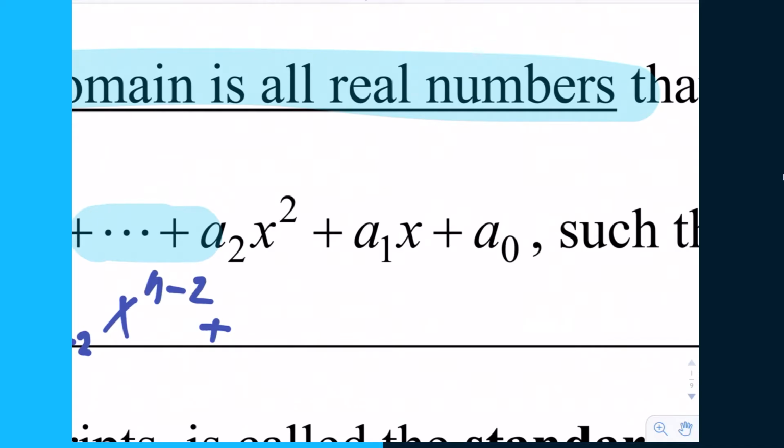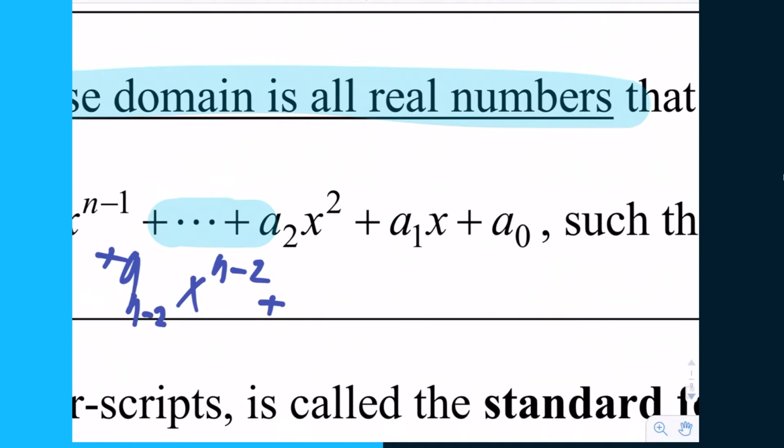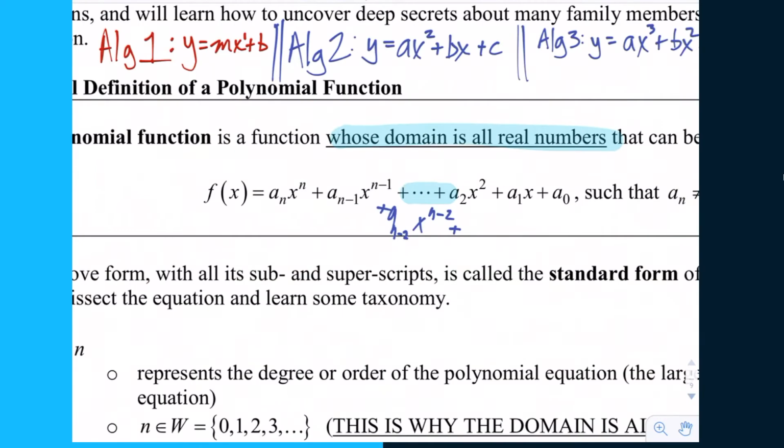Now, if n happens to be 2, then this would just be 2, then 1, then 0. If n happens to be 1, then we would just have these two terms, 1 and 0. And if n happens to be 0, then we just have a constant. But if we have n equaling 57, then the leading term would be something x to the 57th, and possibly then we can have any number of terms smaller than 57 decreasing by 1.